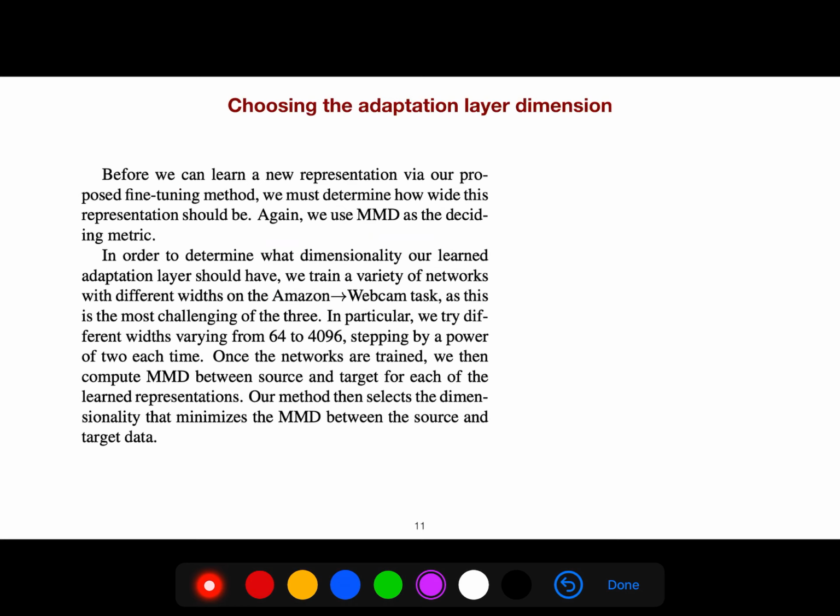But how do you choose the adaptation layer dimension? Before we can learn a new representation via our proposed fine-tuning method, we must determine how wide this representation should be. Again, we use MMD as the deciding metric. In order to determine what dimensionality our learned adaptation layer should have, we train a variety of networks with different weights on Amazon to webcam. So this is a sign that we are going from source domain, which is Amazon, to the target domain, which is the webcam task.